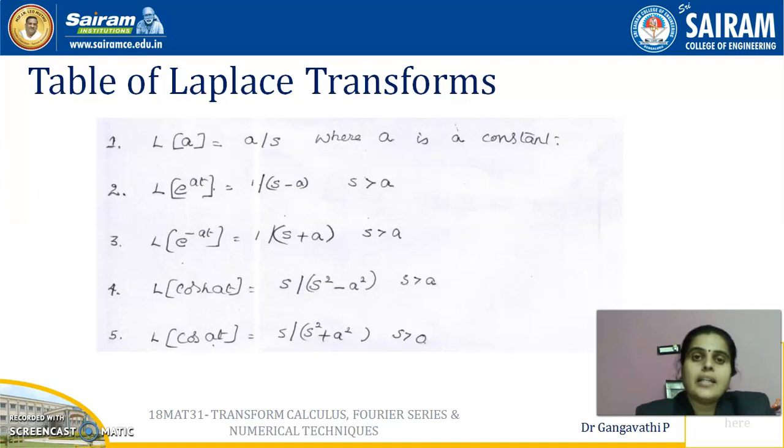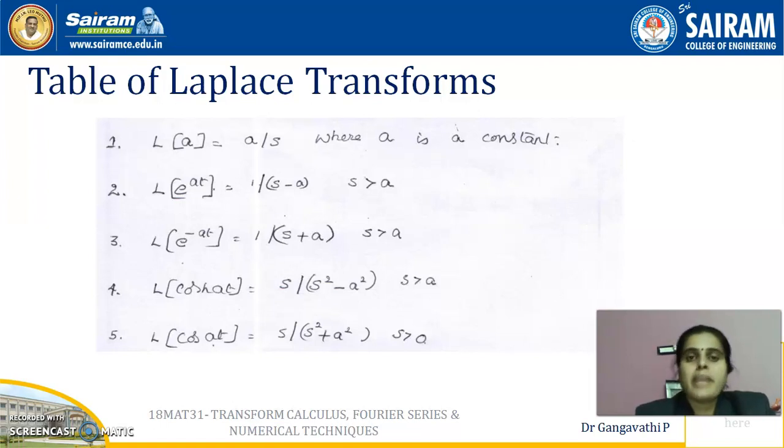As I said, the Laplace transform takes a function from time domain to the frequency domain. So Laplace transform of a constant is a by s. In place of a, if you have 2, for example, then Laplace transform of 2 is 2 by s. Similarly, let us look at the second one, Laplace transform of an exponential function. The standard form is e to the power of at. Laplace transform of e to the power of at is 1 divided by s minus a, provided s must be greater than a.